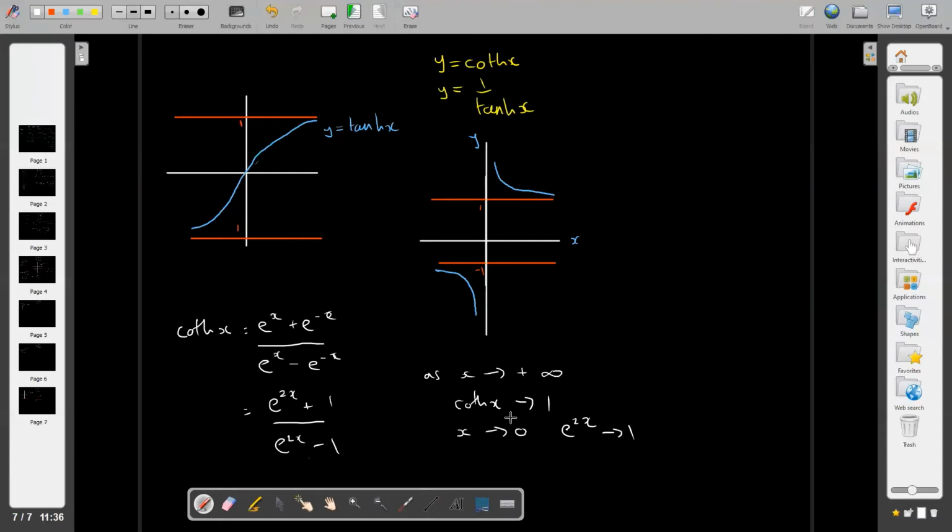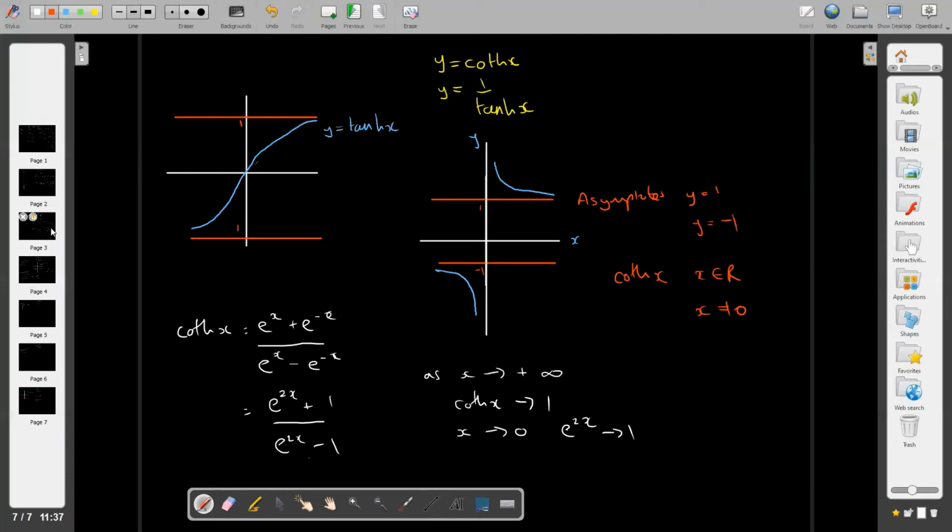So that's a review of the three graphs. I just mentioned here that this has an asymptote at y equals 1 and y equals minus 1, and also that coth's domain is that x can be a real number, so x is contained in the real numbers, but x is not 0.